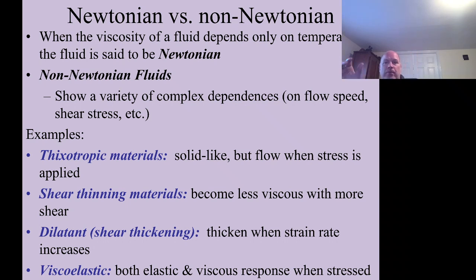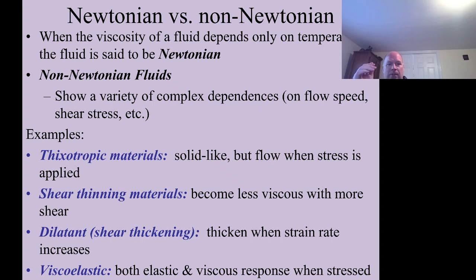In the textbook, you should read about Newtonian versus non-Newtonian fluids. When the viscosity of a fluid depends only on the temperature, the fluid is said to be Newtonian. So it does vary; it could vary with temperature. It's Newtonian. Well, what else could it vary with?